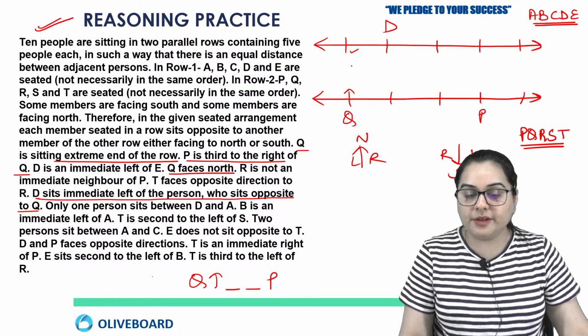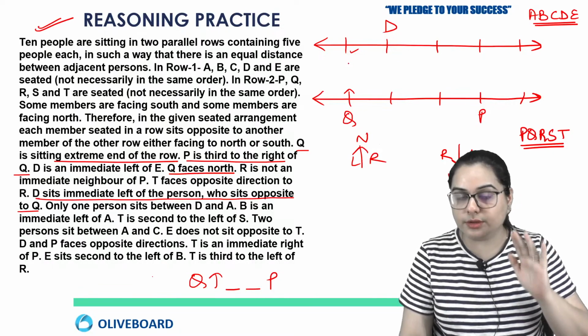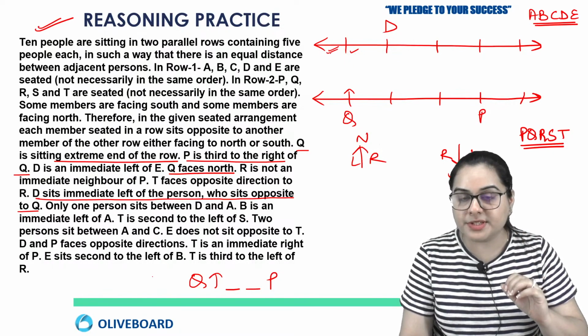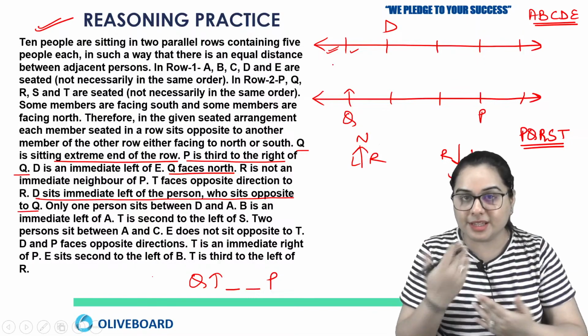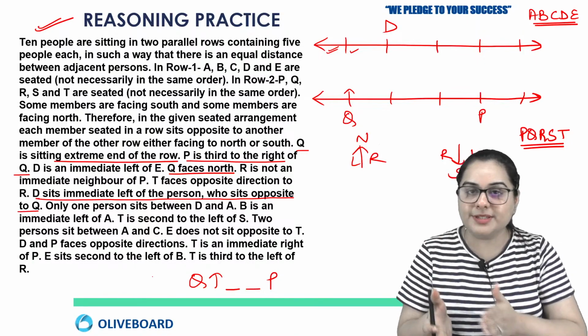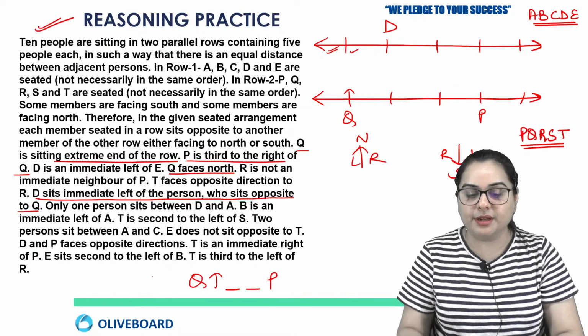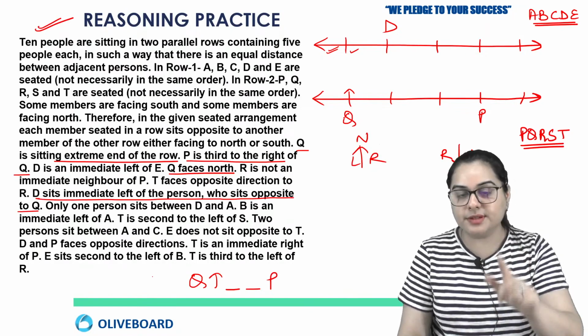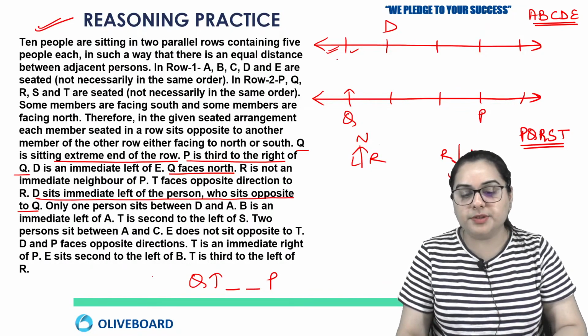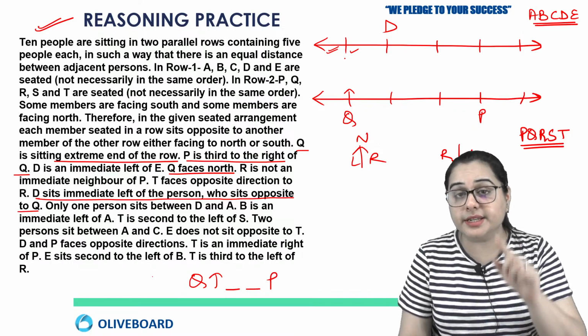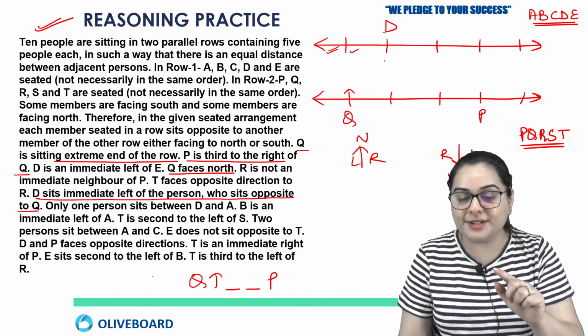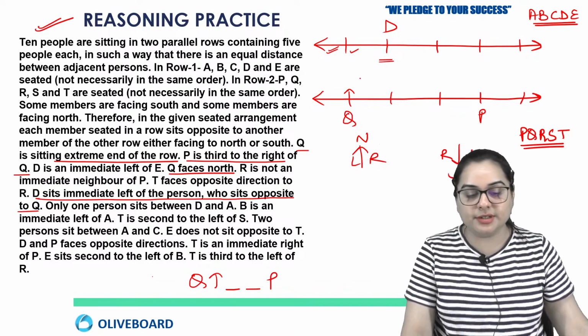Although we are not sure about the facing of this first position, with the word immediate we understand that D will be sitting with the person who is just opposite to Q, and the person who is opposite to Q is already sitting at an extreme corner. So it is only this position where I could position D.